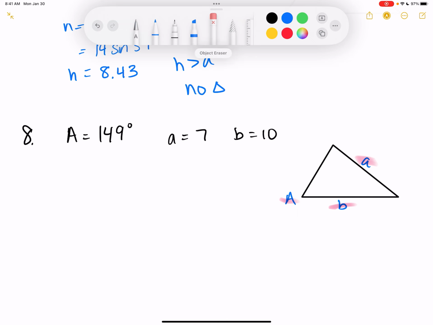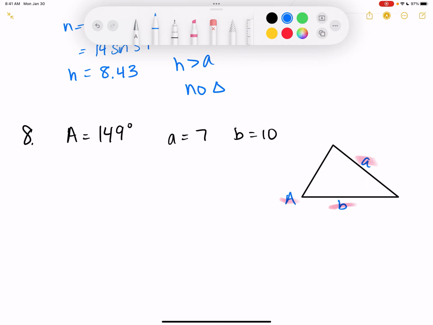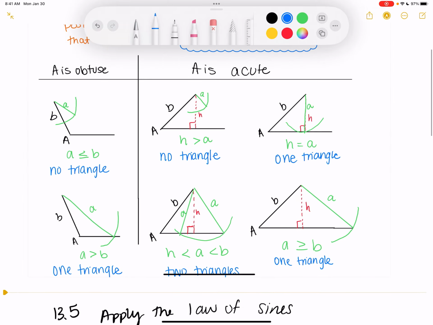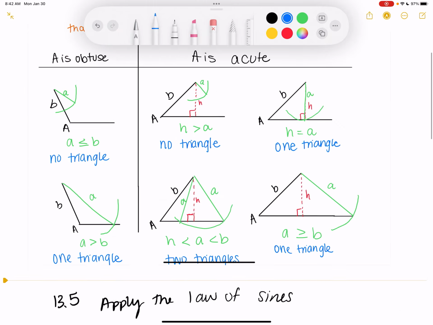So we have side angle. I need to look now at what scenario am I dealing with. So first and foremost, is my angle acute or obtuse? Obtuse. So I go up here and I look. I have either A is less than or equal to B or A is greater than B. So which one am I dealing with? Less than or equal to. So A is less than or equal to B, because 7 is less than or equal to 10. And that means what? No triangle.